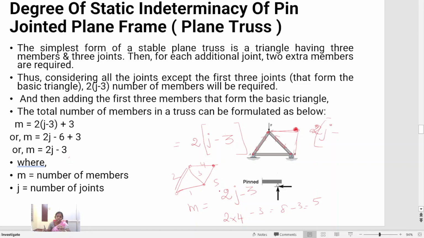How we are calculating: each additional joint will require 2 members. So that is why 2j. And we have to deduct minus 3 for the extra members. So finally it is 2j minus 3.